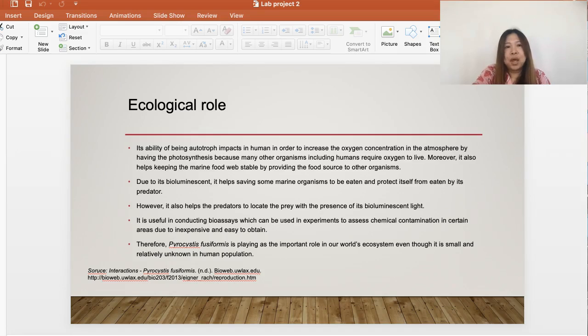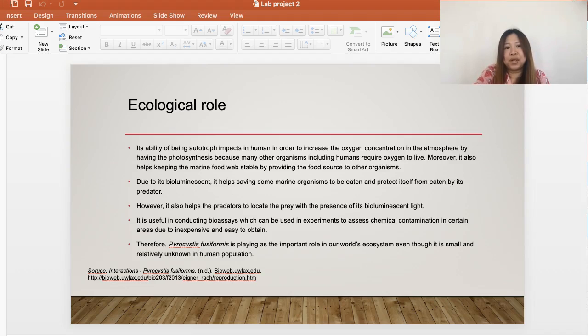The ecological role. Its ability to be an autotroph impacts humans by increasing the oxygen concentration in the atmosphere through photosynthesis, because many other organisms, including humans, require oxygen to live. Moreover, it also helps keep the marine food web stable by protecting the food source of other organisms. Due to its bioluminescence, it helps save more marine organisms from being eaten and protects itself from being eaten by a predator. However, it also helps the predator locate the prey with the presence of its bioluminescent light.